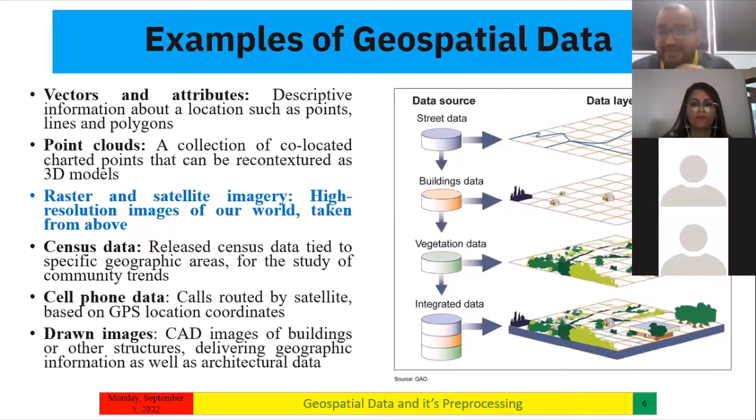There could be different examples of geospatial data, but in this presentation we are only focusing on satellite data or raster data, because we are talking about the pre-processing of geospatial data which is provided by satellites only.